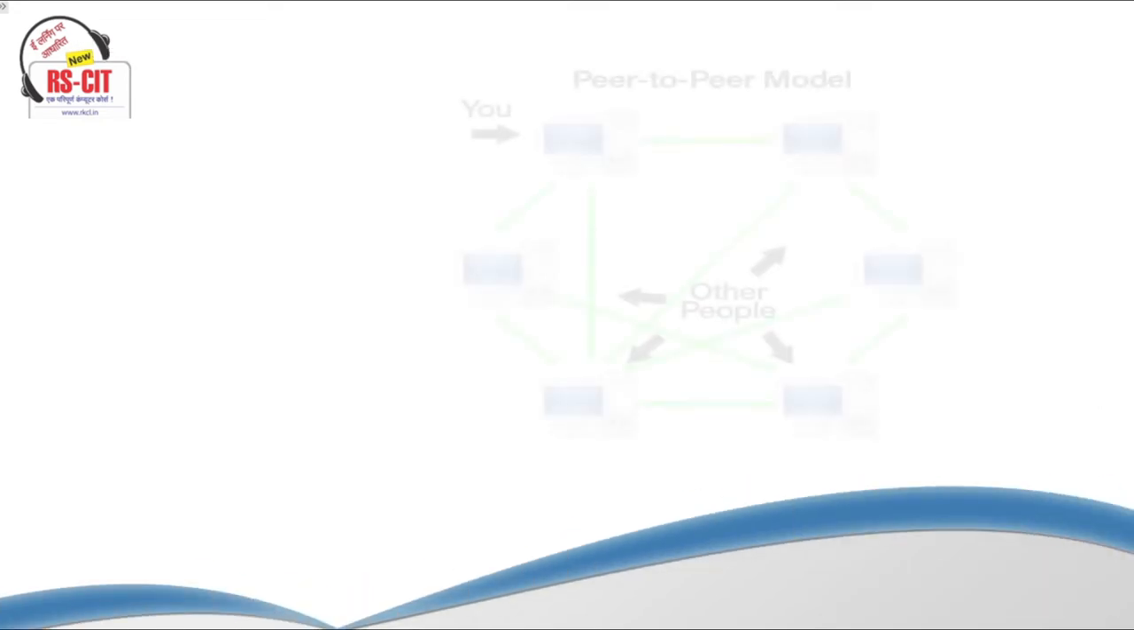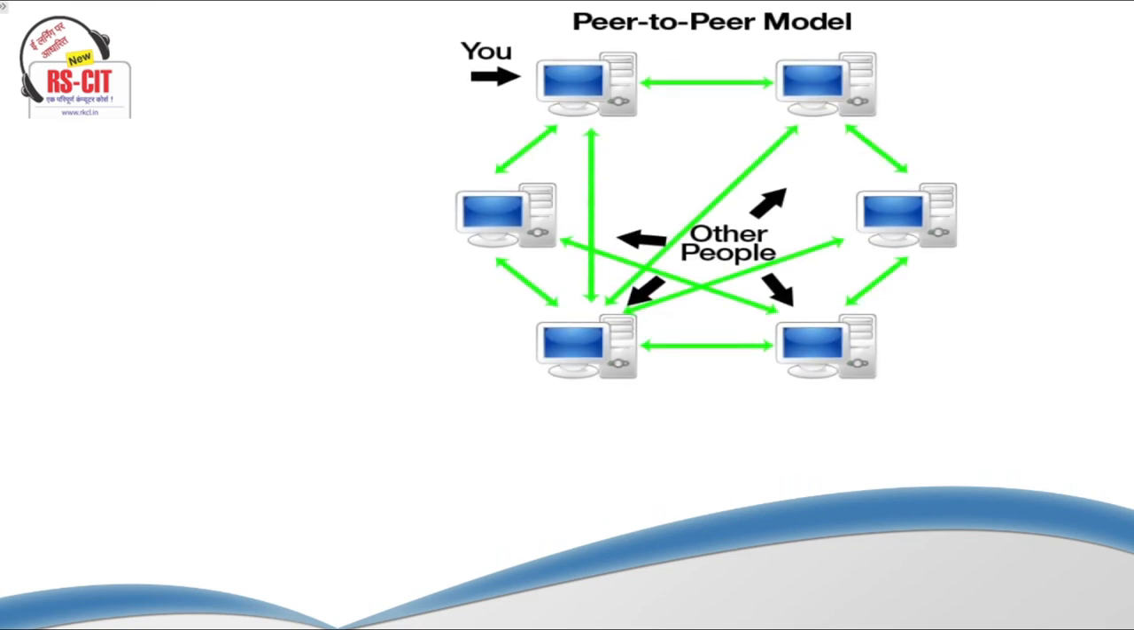P2P, peer-to-peer. P2P computing or networking is a distributed application architecture that partitions tasks or workloads among peers. Peers are equally privileged, equipotent participants in the application. They are said to form a peer-to-peer network of nodes. Peers make a portion of their resources, such as processing power, disk storage, or network bandwidth, directly available to other network participants without the need for central coordination by servers or stable hosts.